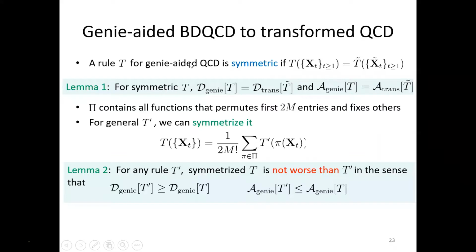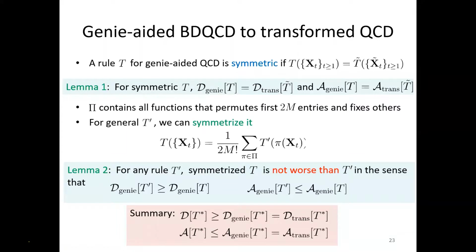And the symmetric rule will have the same performance as the transform QCD. Okay, so this is how we establish the connection between the Gini-added BDQCD and the transform one. So basically, we can show that they have the same optimum scaling, through these arguments.